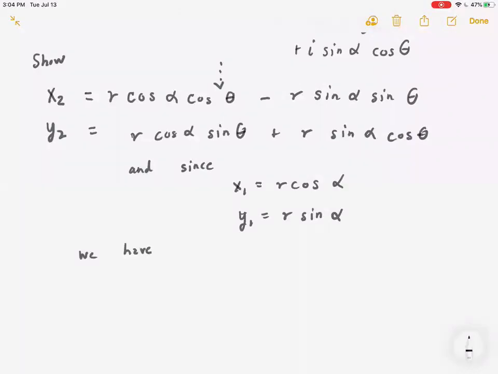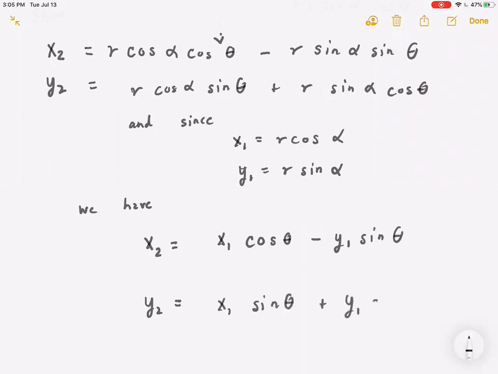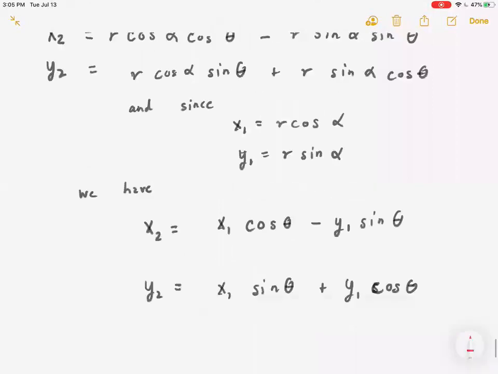And we have an interesting final result. Again, we want to figure out what x sub 2 and y sub 2 are in terms of x sub 1 and y sub 1. And here's what they are. X sub 2 is x sub 1 times the cosine of theta minus y sub 1 sine of theta, and y sub 2 is x sub 1 sine of theta plus y sub 1 cosine of theta. And so this is a result that you're going to prove in the problem set.